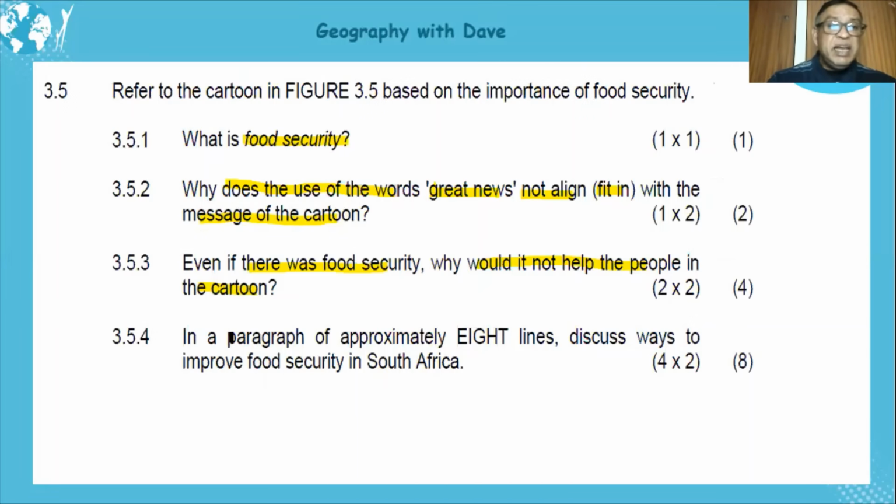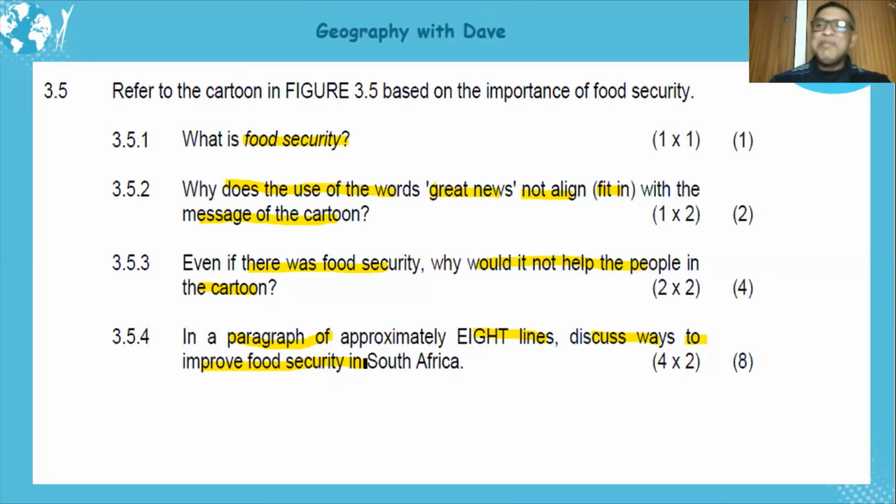In a paragraph, approximately 8 lines as normal, discuss ways to improve food security in South Africa. That's your general question there. And again, we notice the trend, learners. Yes, it says discuss ways. And once again, we pick up with this paragraph question. It can be answered. You've done all these things, the solutions to food security, with your teachers in class or with me. You understand, in my videos, you've done it.